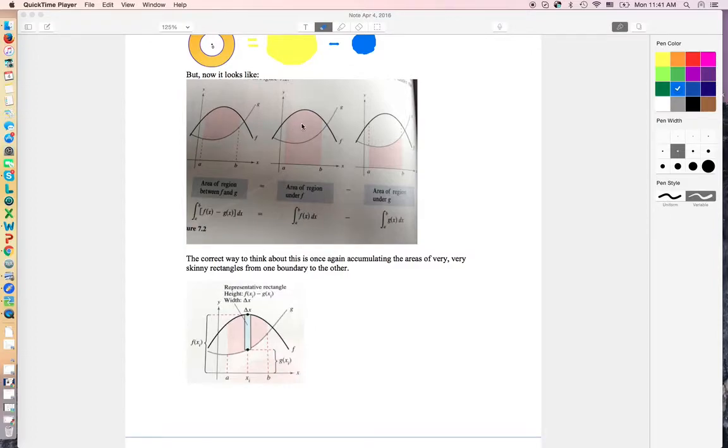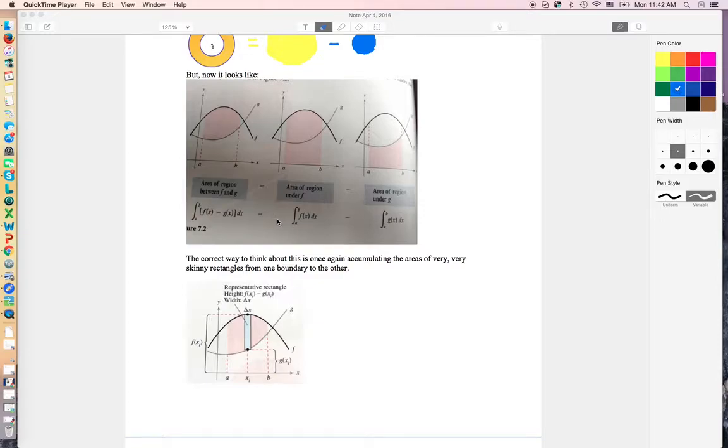And the way you do that is you find the area under curve F and you subtract the area under curve G. And when you find all of the area under curve F and you subtract the area under curve G, what you're left with, of course, is this middle part right here. And they also show you the notation that you're writing out when you're doing that.